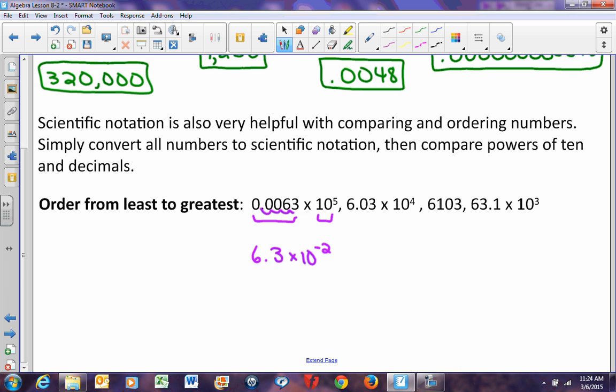The next number, 6.03 times 10 to the 4th, is in scientific notation, so I can leave it as 6.03 times 10 to the 4th. 6,103 would change to 6.103 times 10 to the 3rd place. And the last one, this one right here, I need to move the decimal point one place to the left. So it becomes 6.31, but instead of 10 to the 3rd, this is now 10 to the 4th.